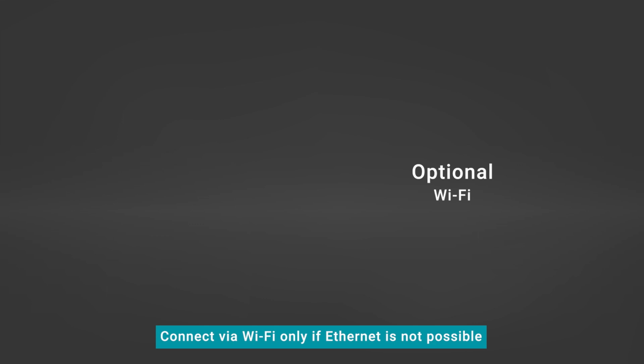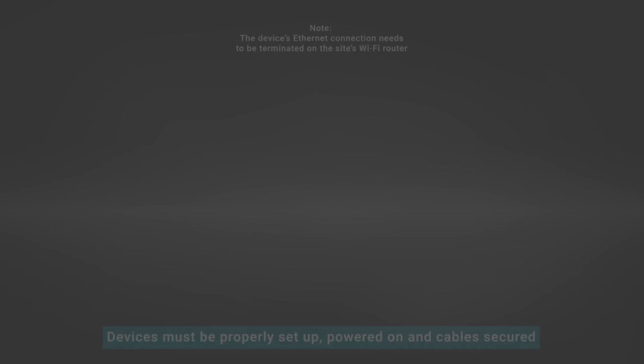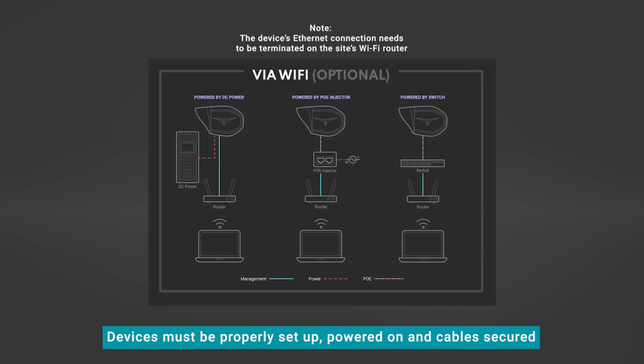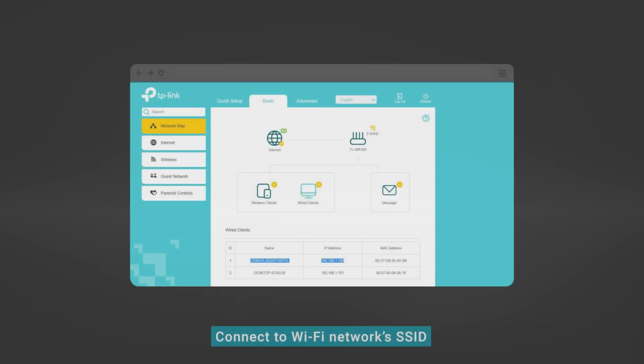Only do this if Ethernet connection is not possible. Similarly, check that all devices are properly set up, powered on, and all the cables are connected securely. Connect to the Wi-Fi network's SSID. By default, the CENTAURI device will obtain an IP address from the router.